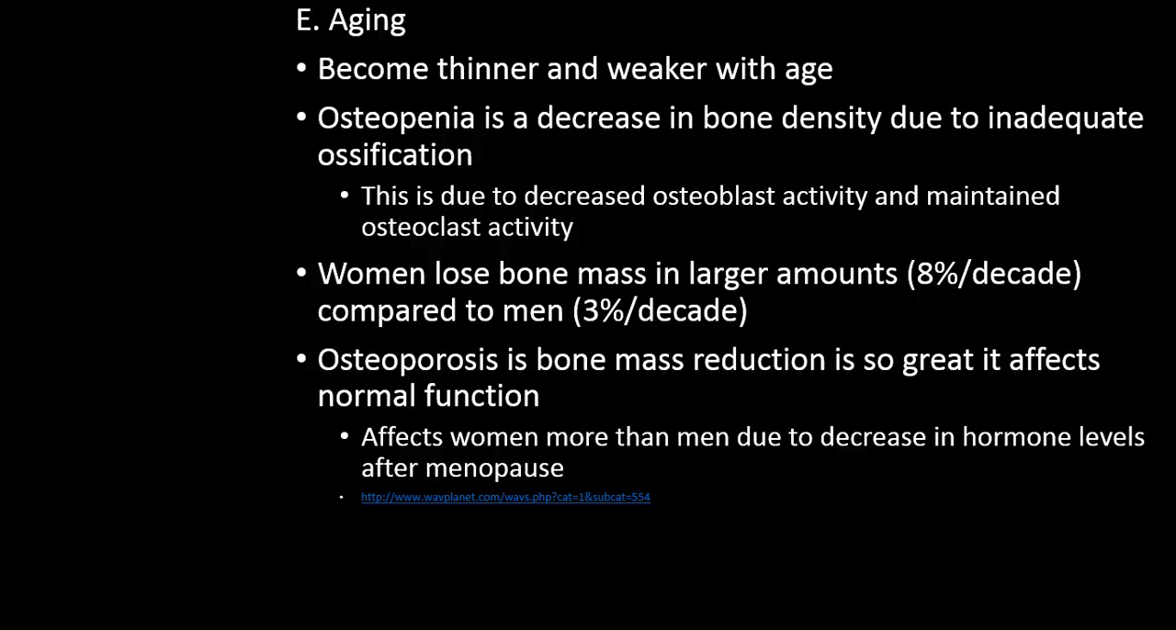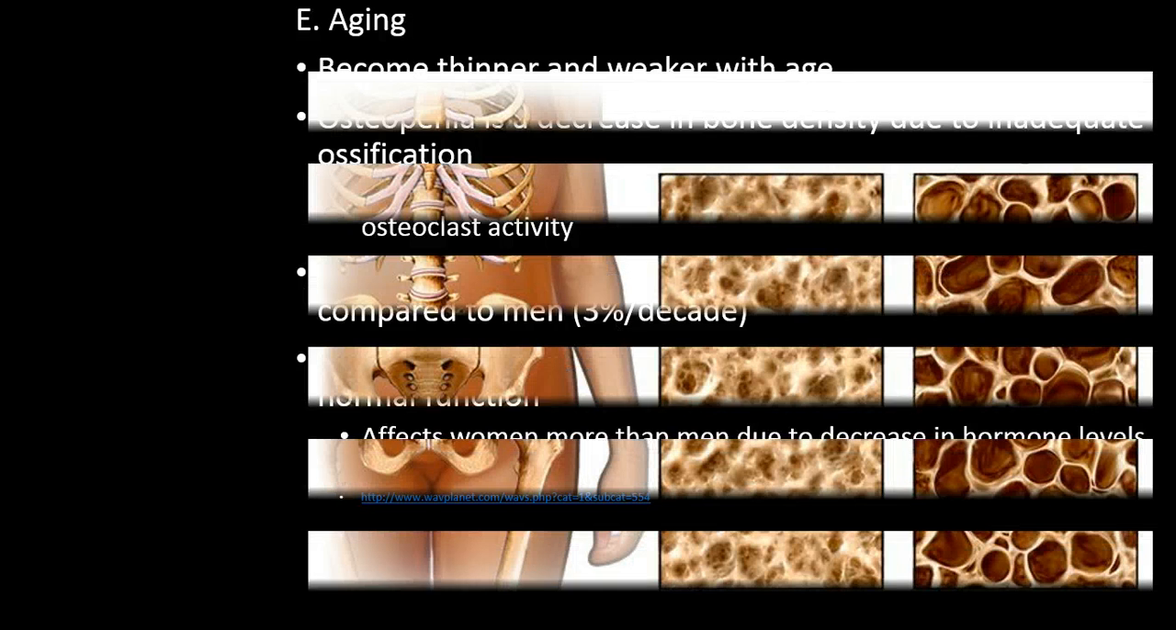Osteoporosis and osteopenia are related in the fact that they are both bone mass reductions, but osteoporosis is severe. It's where you could have a significantly greater than 8% or 3% reduction in bone mass over time. It greatly affects normal function to the point where they actually have to be relatively conscious of activities they do, because simple things such as walking could cause bones to break. This does affect women more than men due to a decreased amount in hormone levels after menopause, but you're going to have to look into that in a little more specifics.